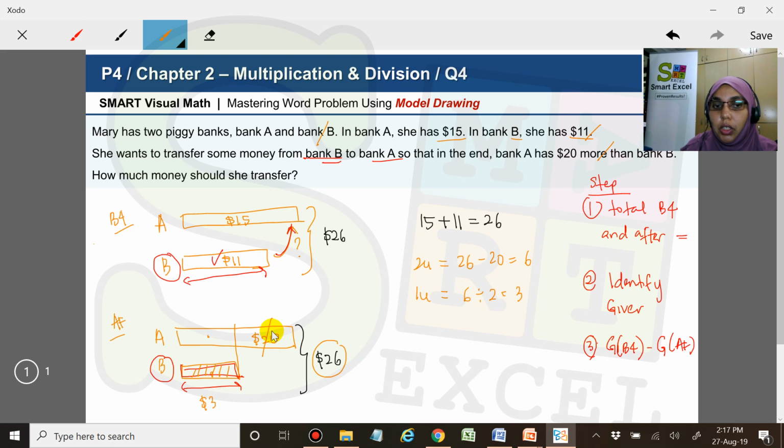Now we already know the giver after. So how much is the amount that Bank B gives? It will be 11, the before, minus the after. The before is 11, the after is 3, and that will give us 8.